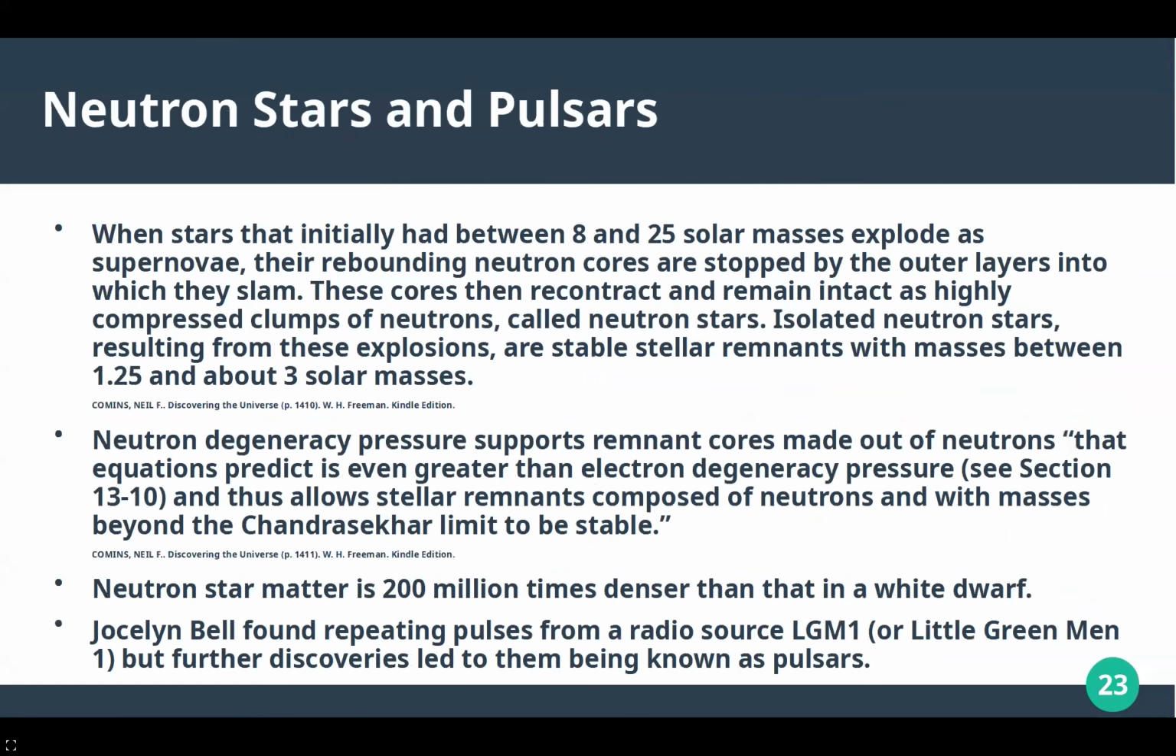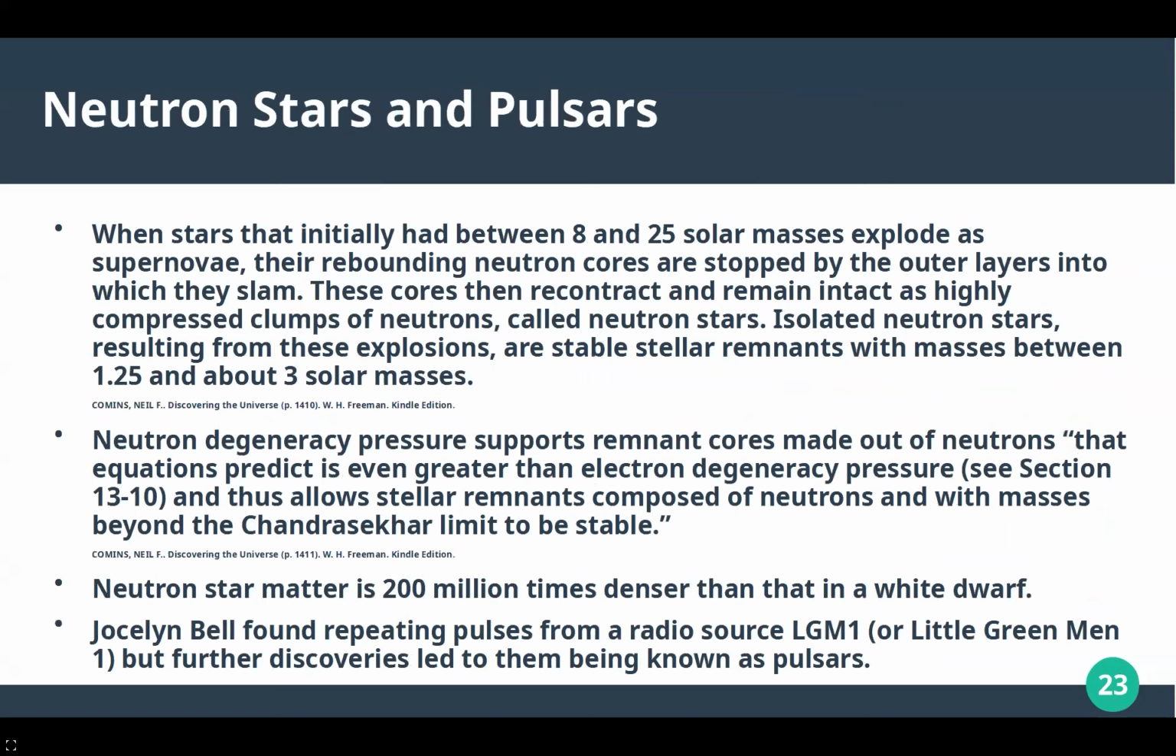When stars that initially had between 8 and 25 solar masses explode as supernovae, their rebounding neutron cores are stopped by the outer layers into which they slam. These cores then recontract and remain intact as highly compressed clumps of neutrons called neutron stars.